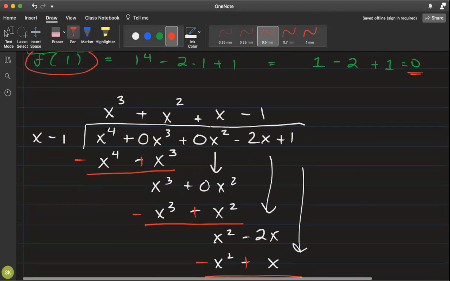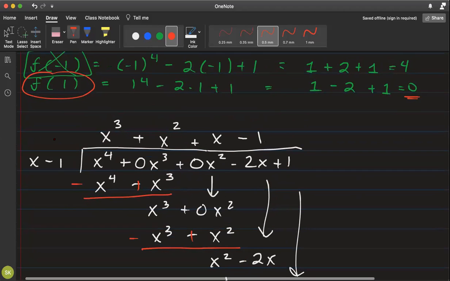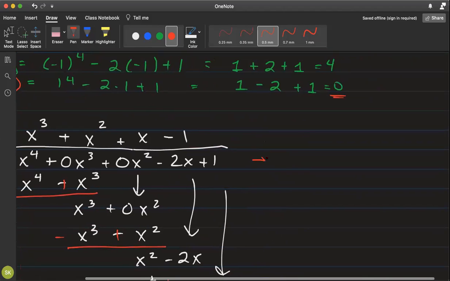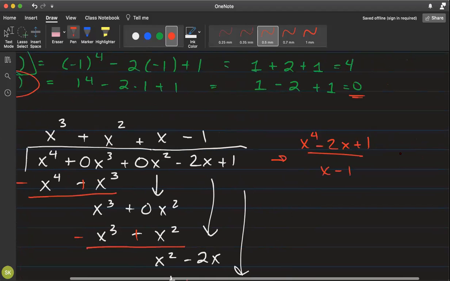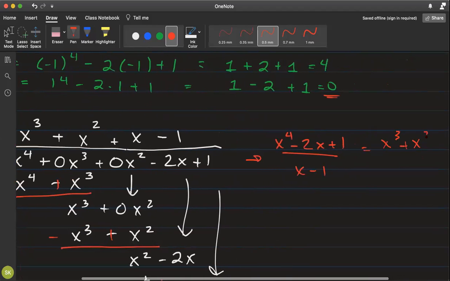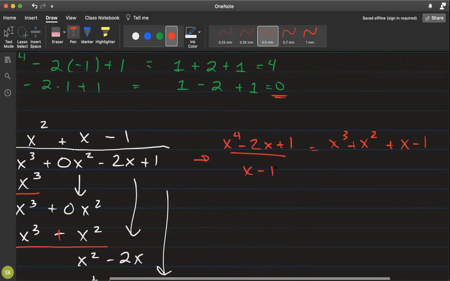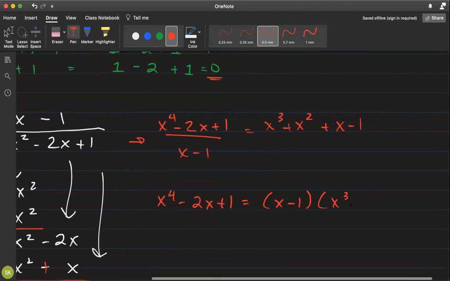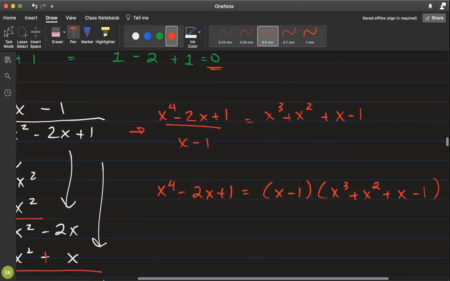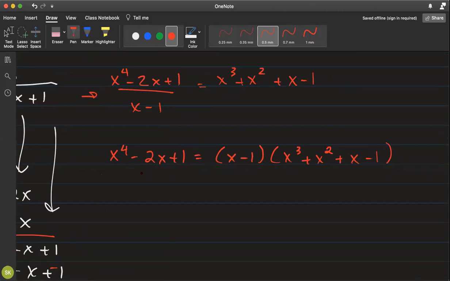So now we can write that x to the 4th minus 2x plus 1 divided by x minus 1 is this. So let's put that over here. X to the 4th minus 2x plus 1 divided by x minus 1 is equal to x cubed plus x squared plus x minus 1. Now multiply both sides by x minus 1, and we get x to the fourth minus 2x plus 1 is x minus 1 times x cubed plus x squared plus x minus 1. Okay, so we've gotten into almost completely factored form.